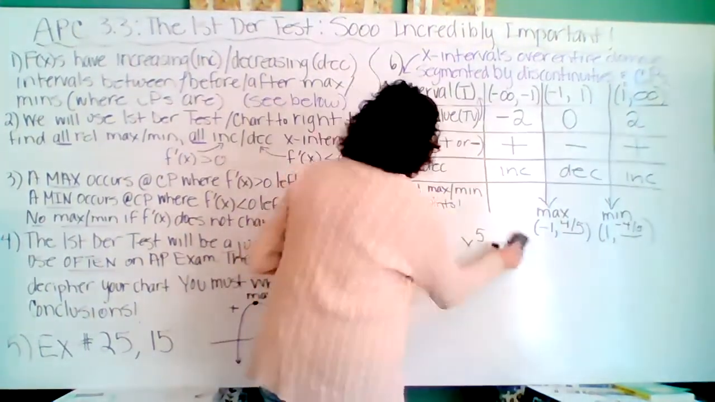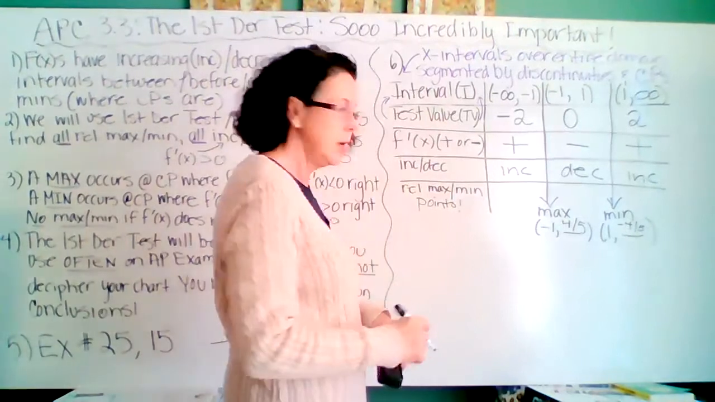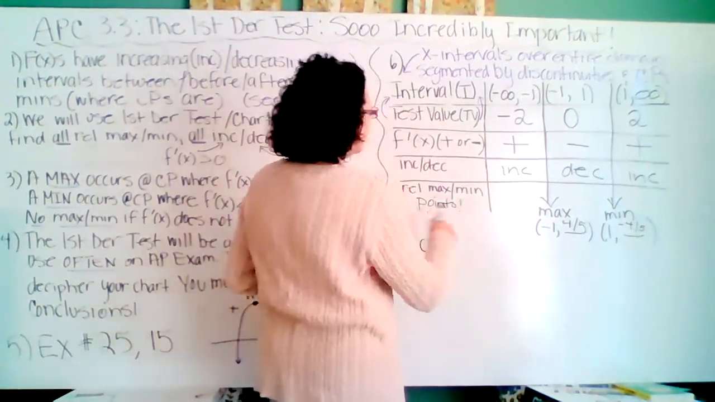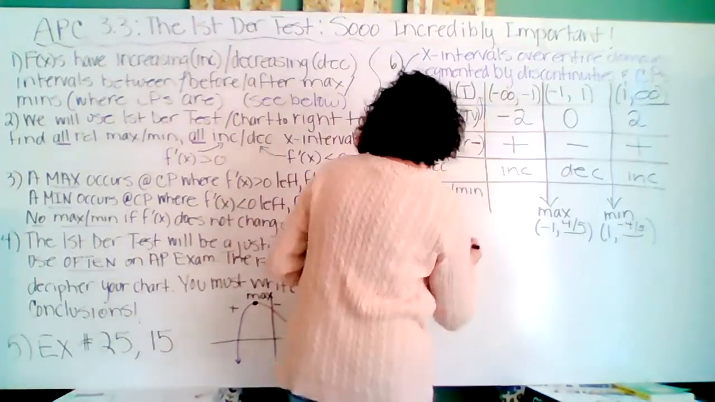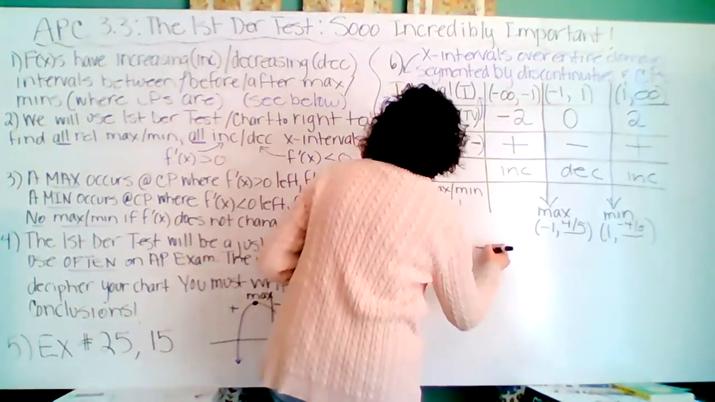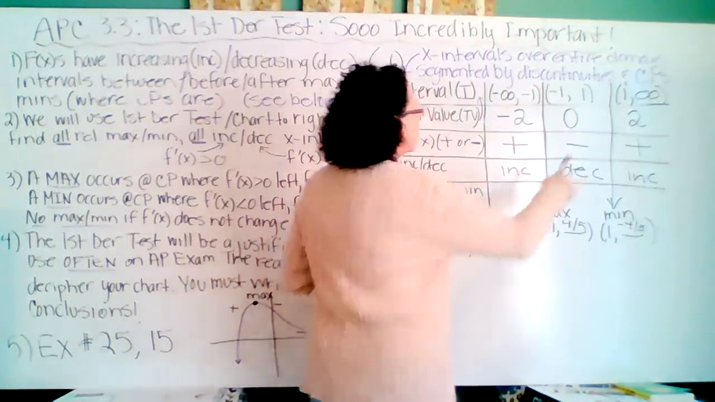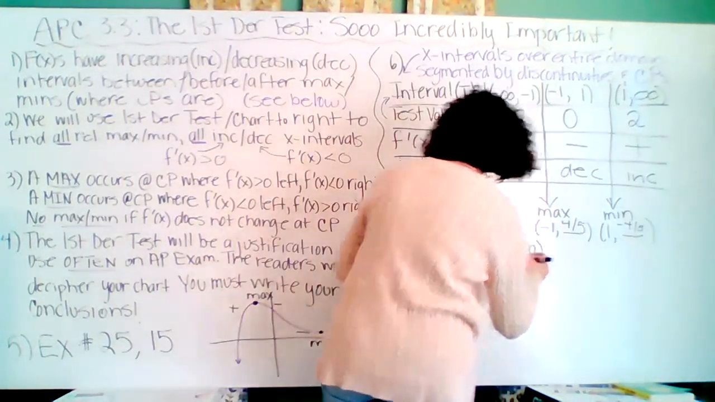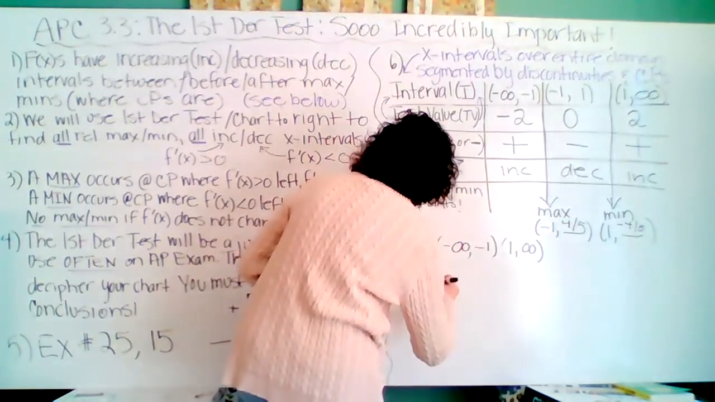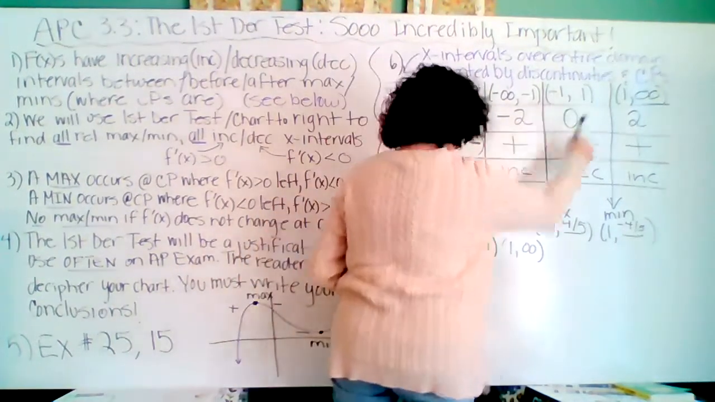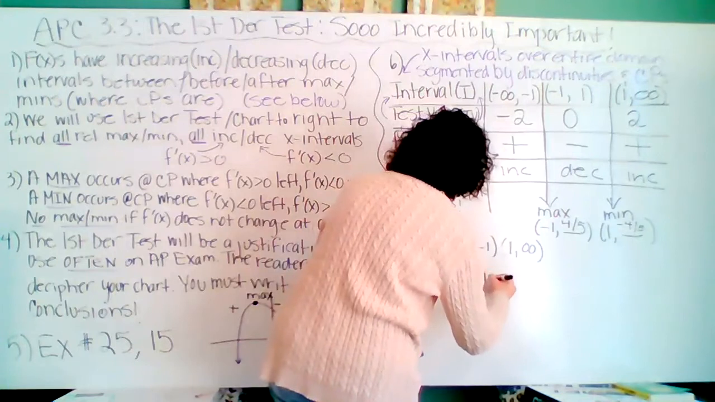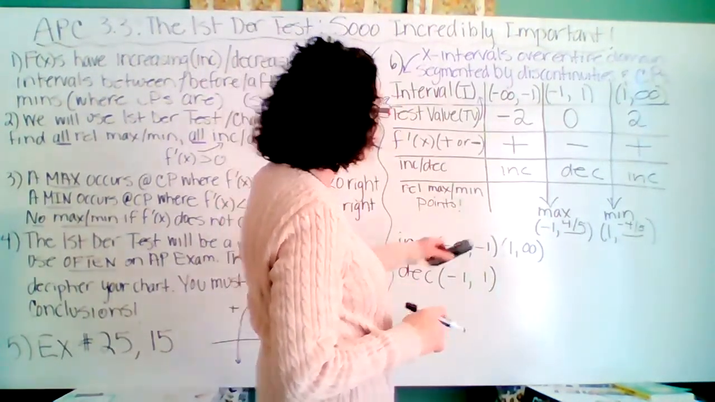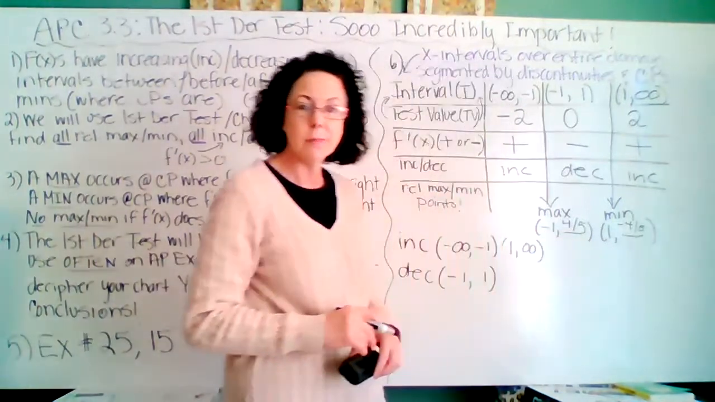Okay, so what's my conclusion? My conclusion is that this function is increasing from -infinity to -1, and then again from 1 to infinity. This function is decreasing from -1 to 1. There we go. And that these are the maximums and minimums, right?